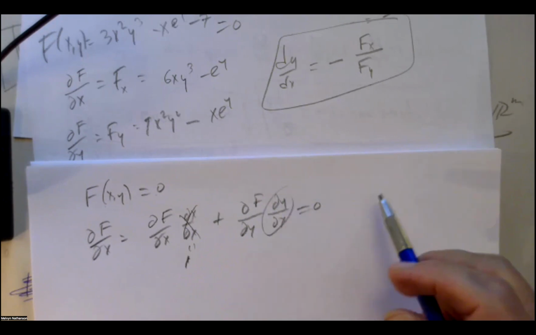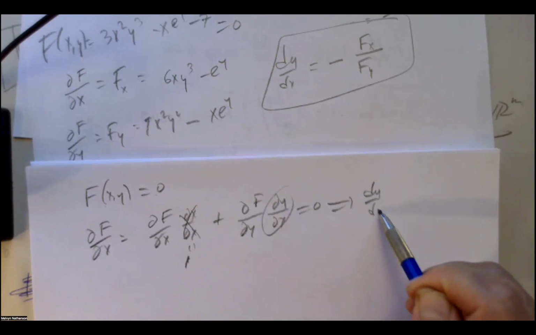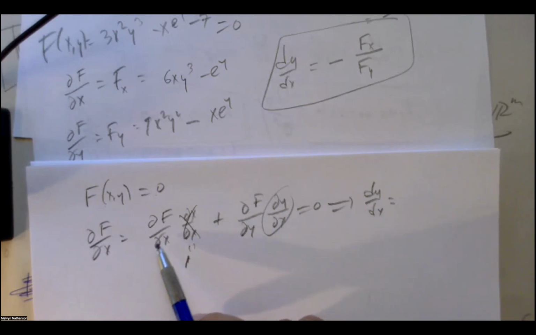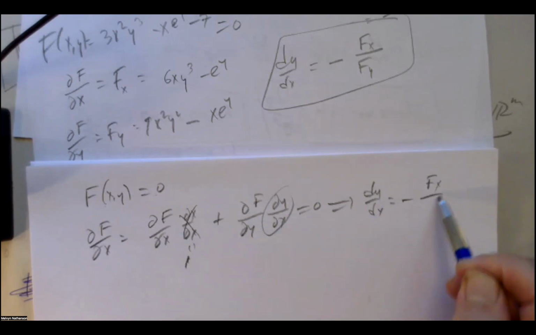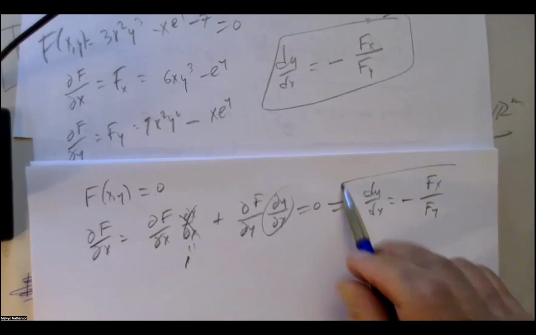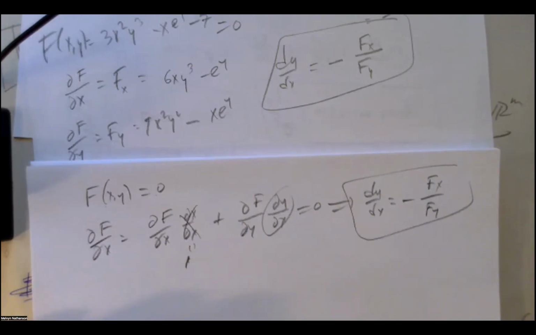So if I solve for dy dx, it is equal to minus this over this. That is, if you like, an alternate derivation of this formula. But in any case, this is a very useful formula to remember. It's an alternate way to do implicit differentiation. Let me see if there are any nice examples of this in the book, or otherwise I will just do it myself.